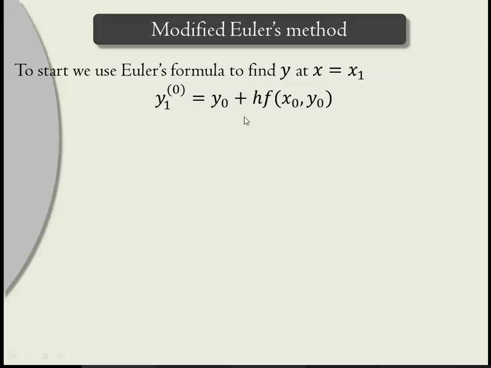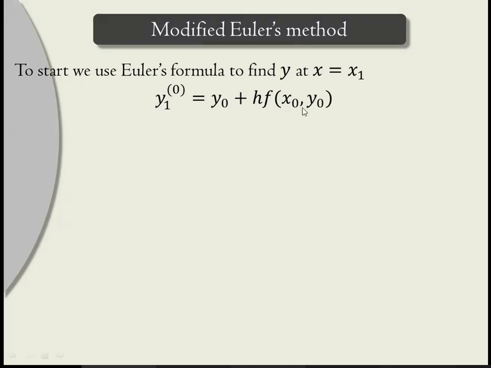The first part is the same. We have to find the value of y1 by using the Euler's formula, that is y0 plus h f of x0, y0. This was the formula which we saw in Euler's method: y1 equals y0 plus h f of x0, y0. We consider that y1 as the zeroth term. We call this the zeroth iteration.